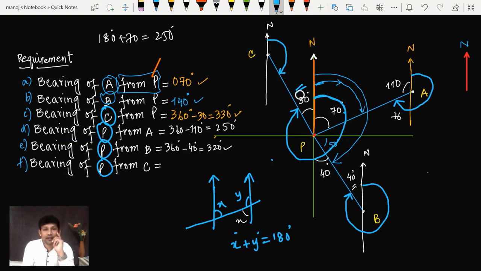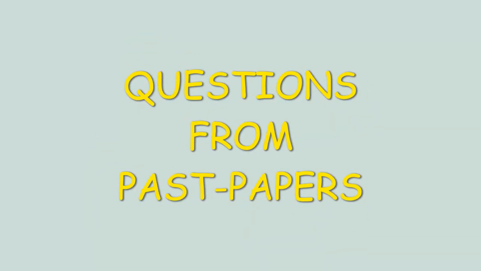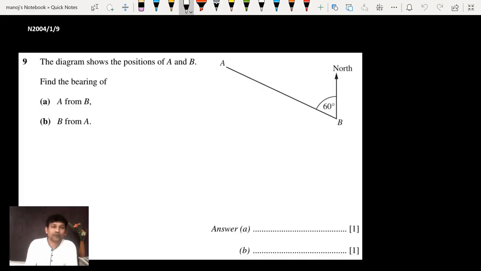Now calculate. I have the property here: this is 30, and this should have the sum of 180. So if this is 30, this will be what? 150. This is a very good example you can use. So I can write that the bearing is 150 degrees. That's a very simple topic. I hope you understood. But now I have some questions from the past papers, 4024 O Levels mathematics, and I would like to discuss them with you.